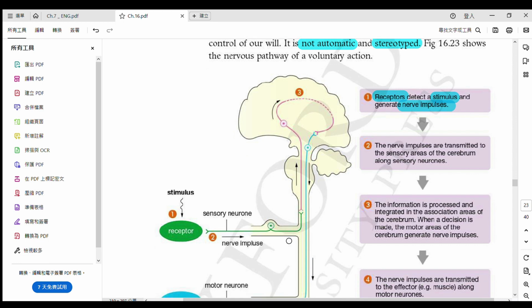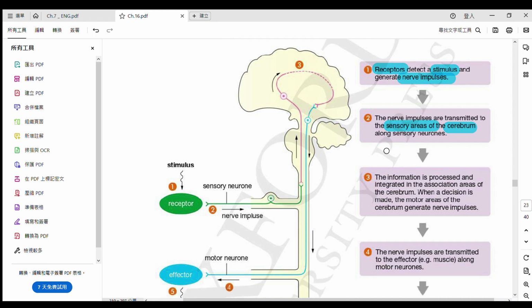The next one, the nerve impulse, where does it go? Going along the green line, it goes up to the coordinator. Which part of the brain? It is going to the sensory area. Of course, we are now talking about voluntary action, so we are talking about the cerebrum. After going up to the sensory area, your brain will do something else. Besides the sensory area, which two other areas can you remember? The first one will be the association area, and the last one will be the motor area.